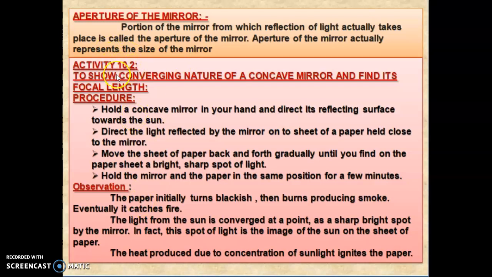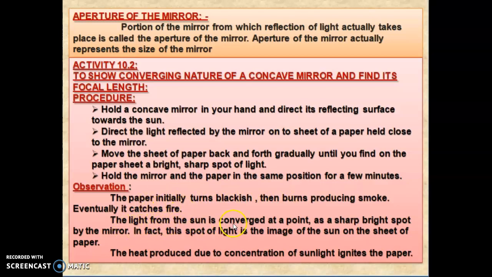Next, activity 10.2 shows the converging nature of a concave mirror and finds its focal length. Procedure: hold a concave mirror in your hand and direct its reflecting surface toward the sun. Direct the light reflected by the mirror onto a sheet of paper held close to the mirror. Move the sheet of paper back and forth gradually until you find on the paper a bright, sharp spot of light. Now hold the mirror and the paper in the same position for a few minutes. What will you get? The paper initially turns blackish and then burns, producing smoke. Actually, it catches fire.